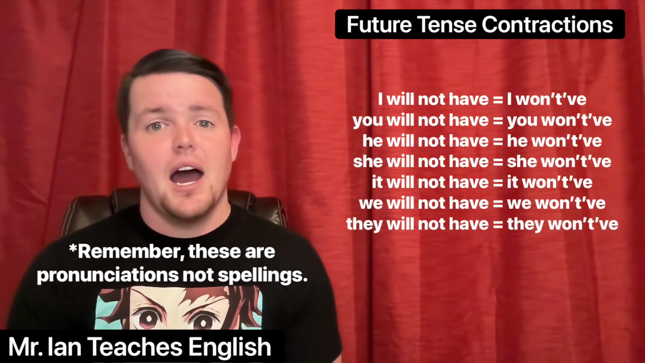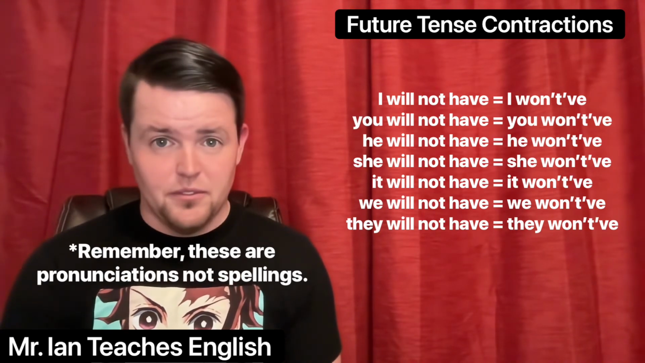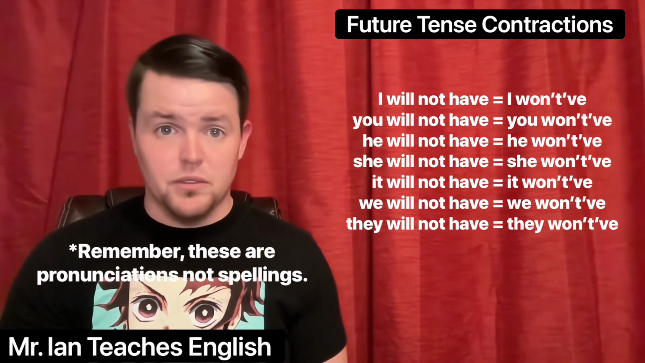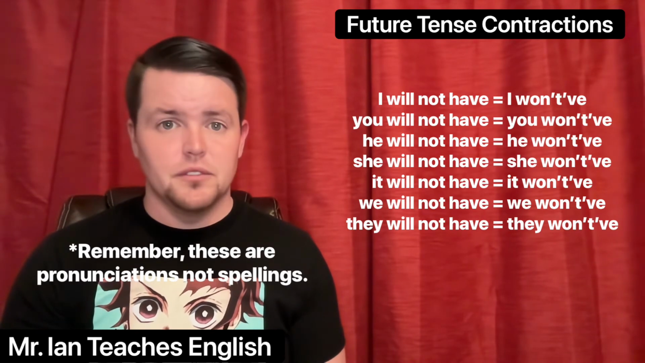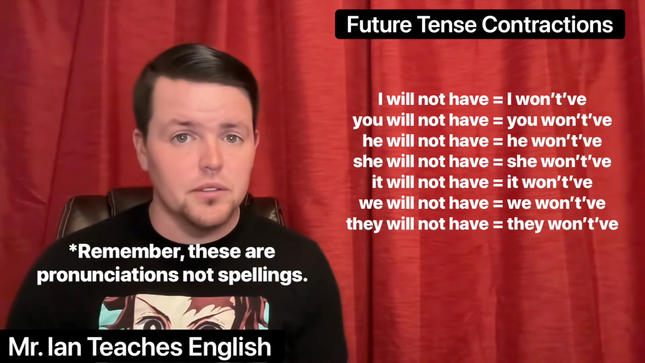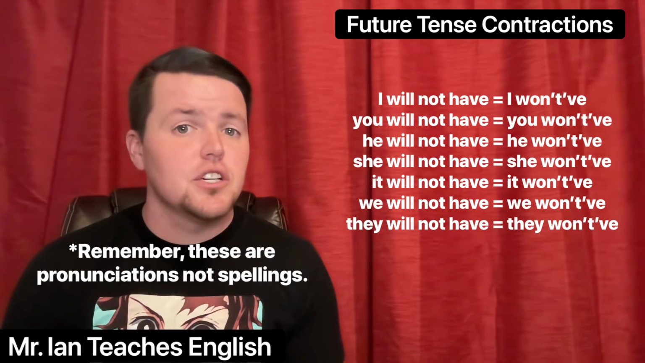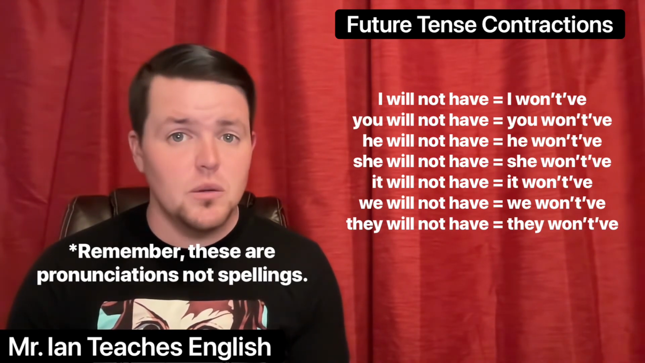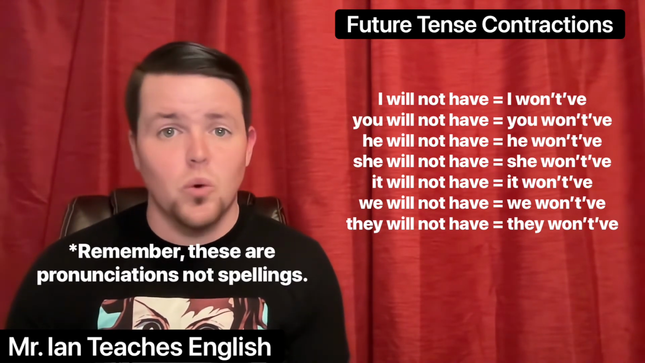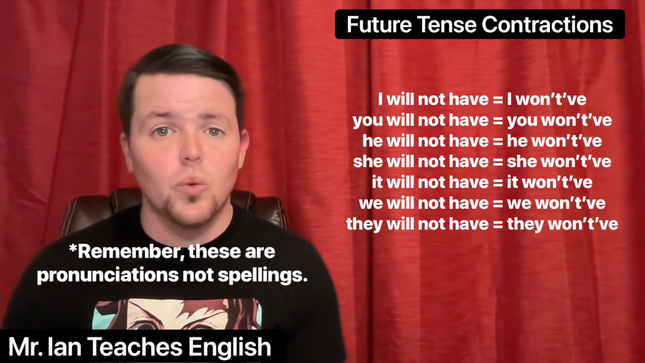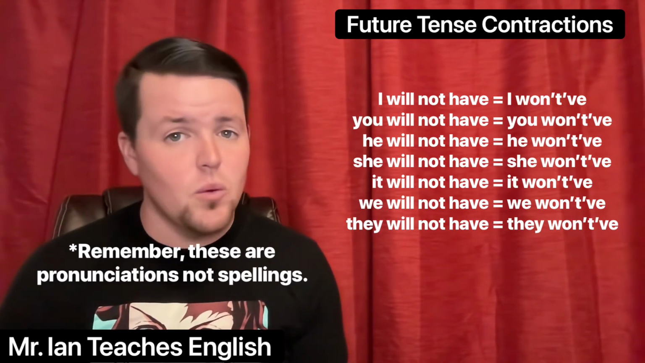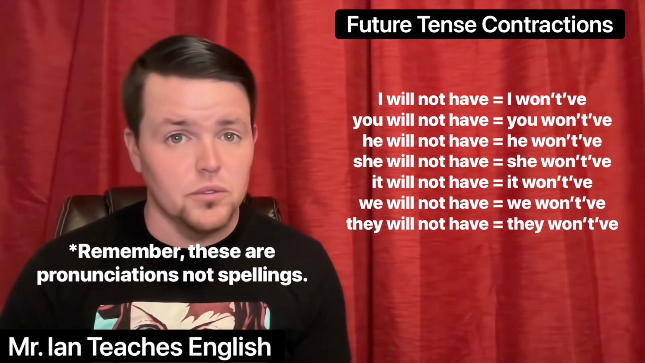So here we go. I will not have, I won't have, I won't have, I won't have. You will not have, you won't have. He will not have, he won't have. She will not have, she won't have. It will not have, it won't have. We will not have, we won't have. They will not have, they won't have, they won't have, they won't have.